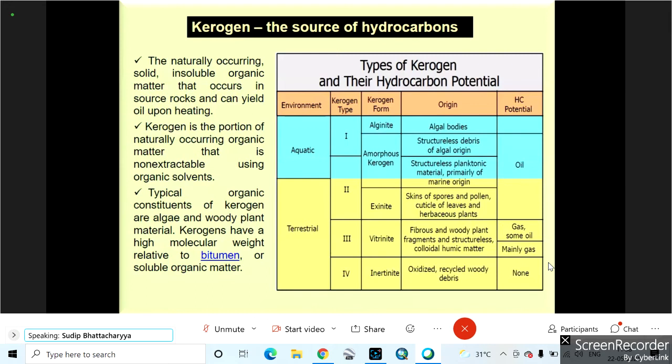Kerogen is a naturally occurring solid insoluble organic matter. It is written over here, just read it out, that it occurs in the source rocks and can yield oil upon heating. Kerogen is the portion of the naturally occurring organic matter that has a high molecular weight relative to bitumen. Okay. Apart from this, what is a kerogen? Kerogen is that part of a hydrocarbon.